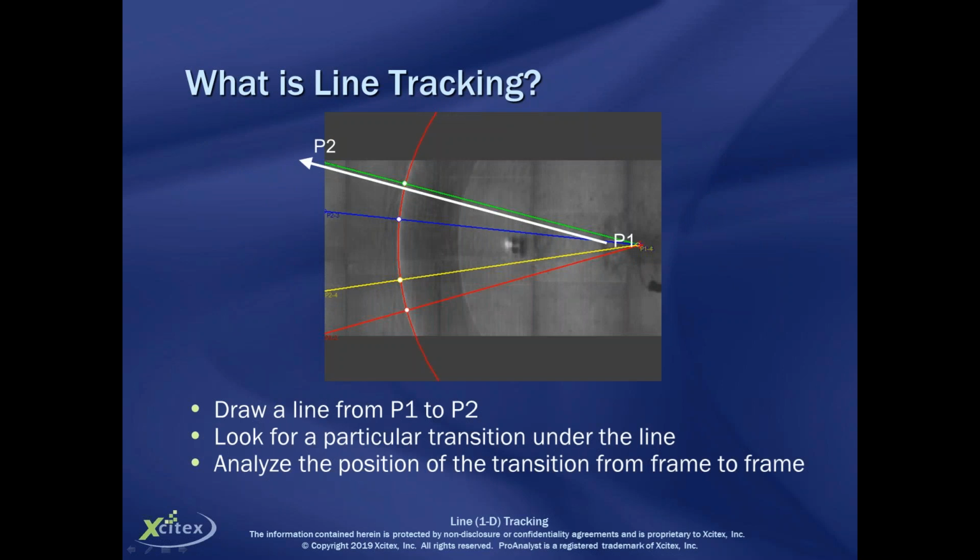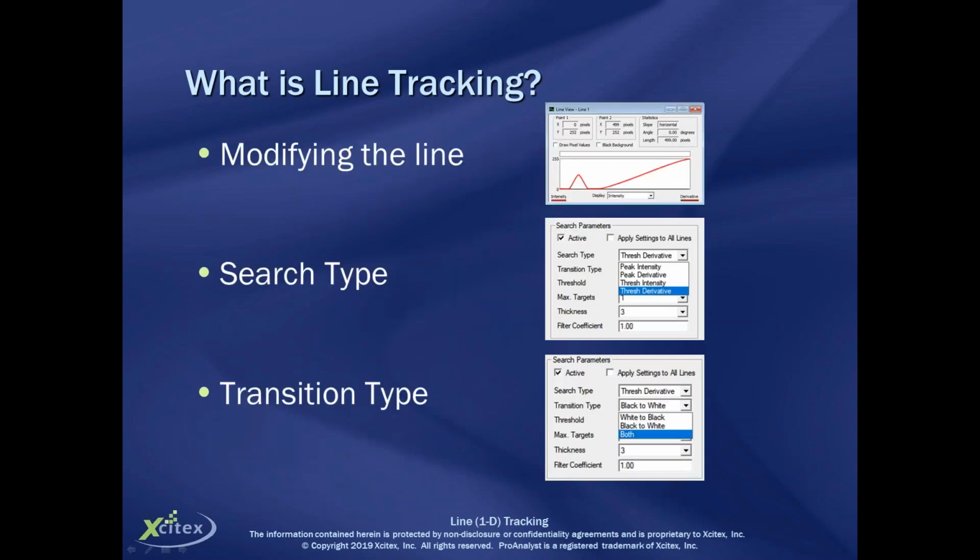The process of performing a 1D line tracking consists of drawing a directional line from one point to another, choosing the appropriate transition for motion underneath that line, and following the motion in the subsequent frames. So there are several components that are important here that we just talked about.